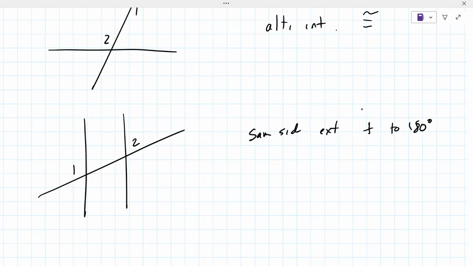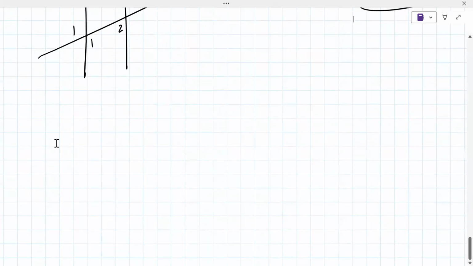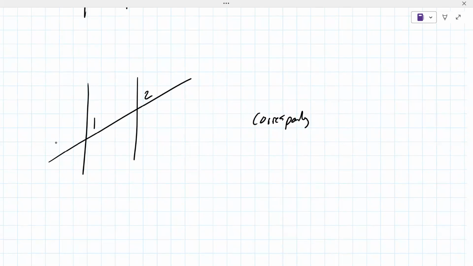So by vertical angles, 1 and 1 are congruent and 2 and 2 are congruent. And now they're same side interior, and same side interior or exterior add to 180. Let's try another one here. Corresponding angles. Very good. Are they congruent or do they add up to something? Yes. You got it.